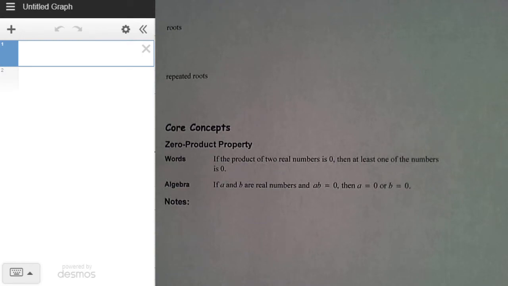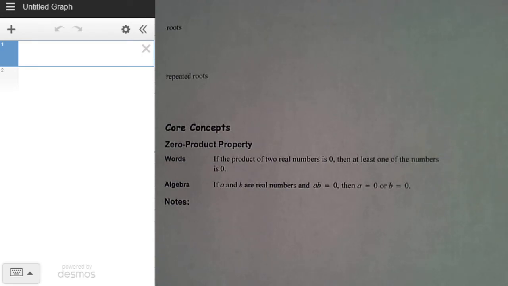We are going to be looking at the extra practice for 7.4 today. Before we begin, we need to look at the zero product property. That states if the product of two real numbers is zero, then at least one of the numbers is zero. So if we have an A and a B that are real numbers, and A times B equals zero, then we know that A equals zero or B equals zero. Those are called solutions. We have seen this before, the solution part, when we were working with lines.